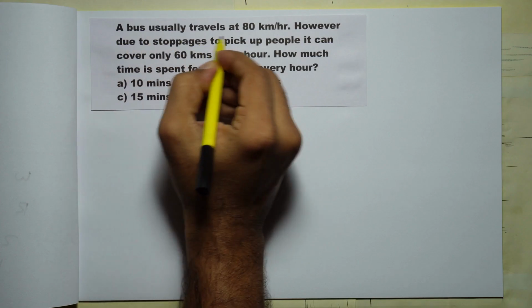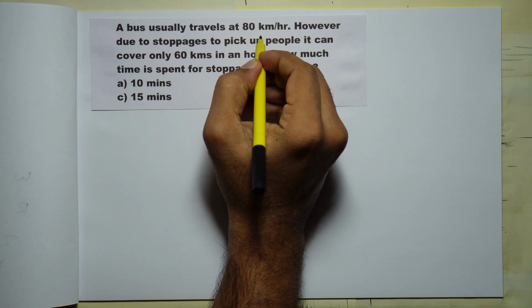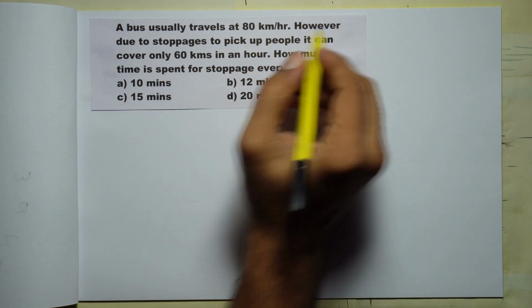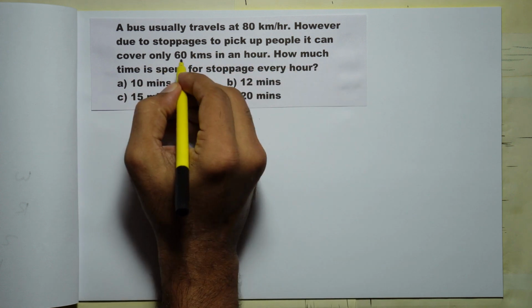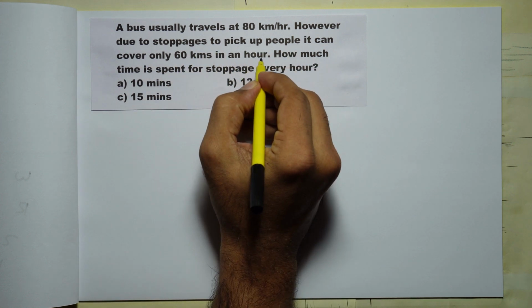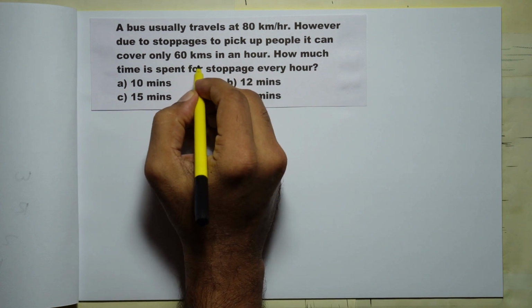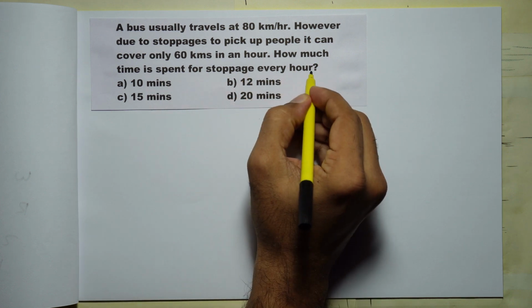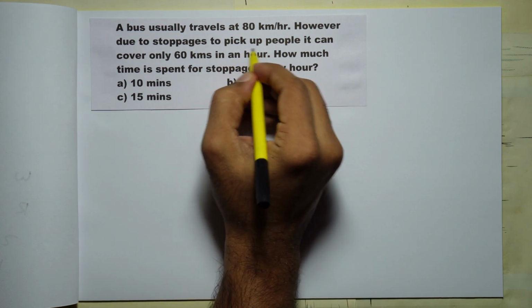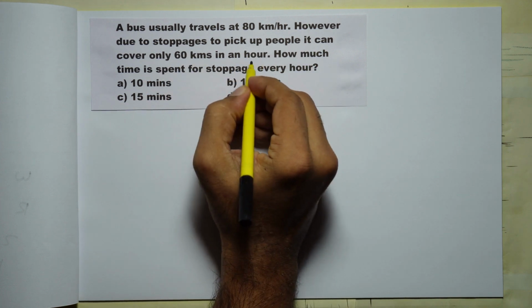A bus usually travels at 80 kilometers per hour. So speed of the bus is 80 kilometers per hour. However, due to stoppages to pick up people, it can cover only 60 kilometers in an hour. So every hour it will actually do only 60 kilometers. Now the question is, how much time is spent for stoppage every hour? Now here it is mentioned, it actually covers only 60 kilometers in 1 hour.